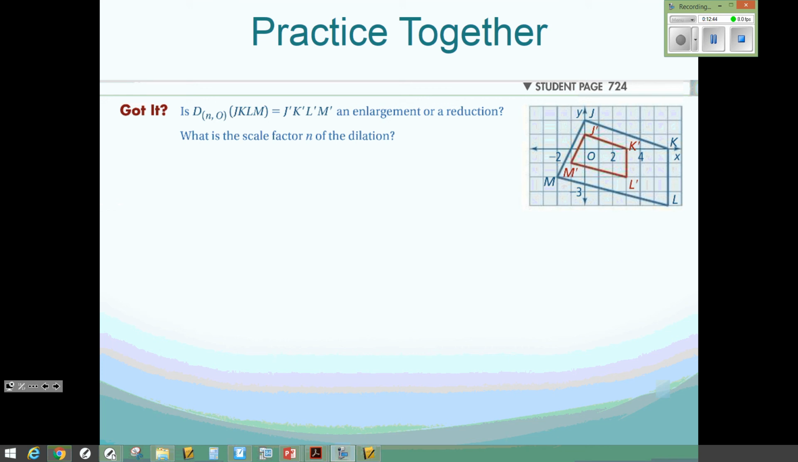Let's see, Javessa, what's the scale factor? The scale factor is 1/2. Okay. I should have asked that differently. Anyways, it is 1/2. Javessa, how'd you figure out it was 1/2? Image to pre-image, it got smaller by 1/2.